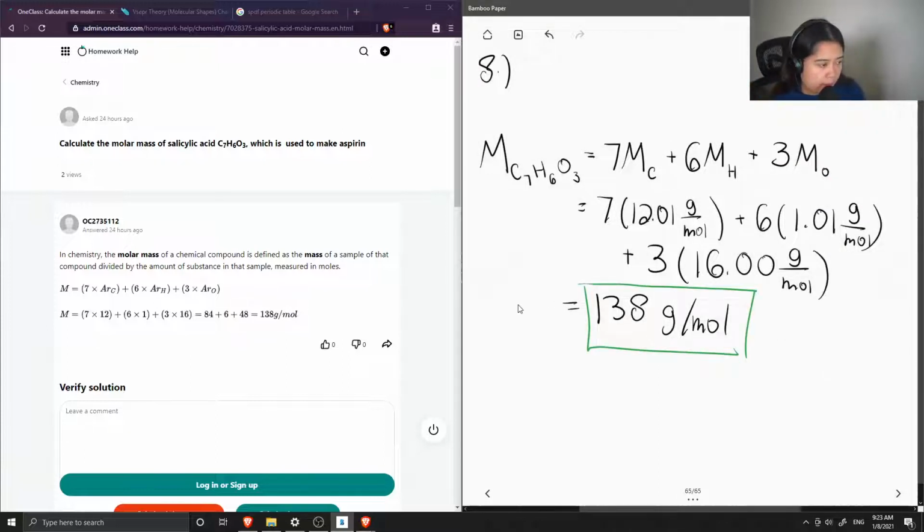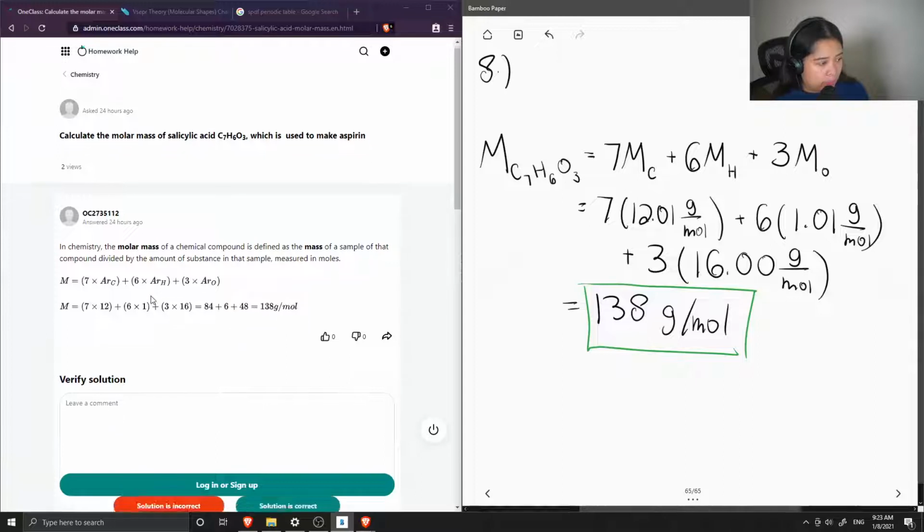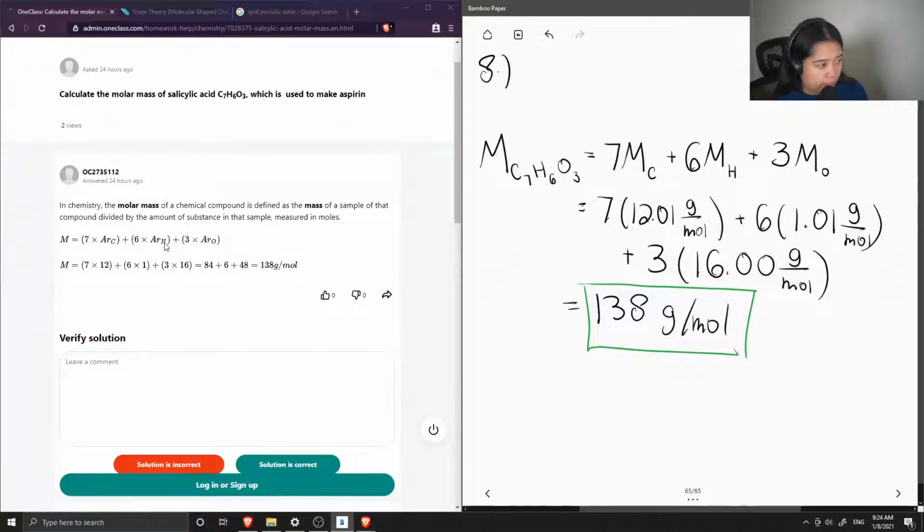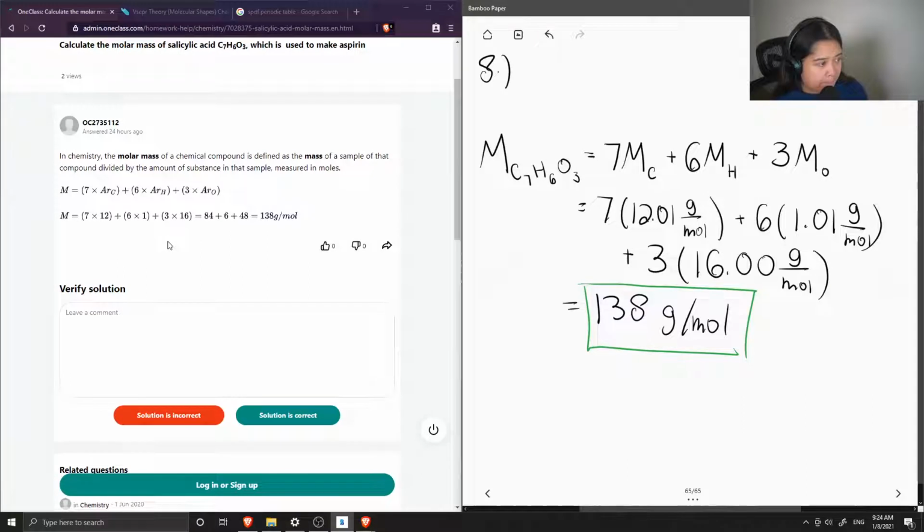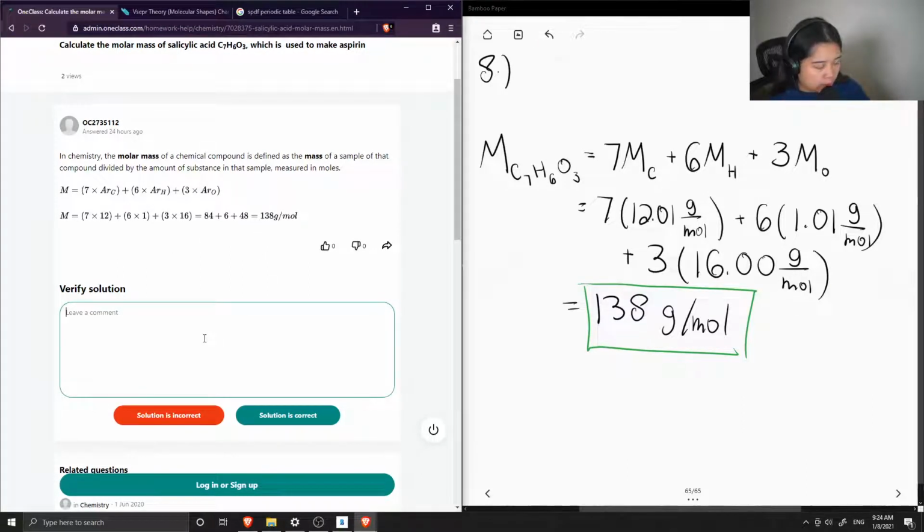Okay, so now let's see what the junior tutor said. In chemistry, the molar mass of a chemical compound is defined as the mass of a sample of that compound divided by the amount of substance in that sample measured in moles. Okay, so then they showed how one would calculate the molar mass and also got 138 grams per mole. So this solution is correct.